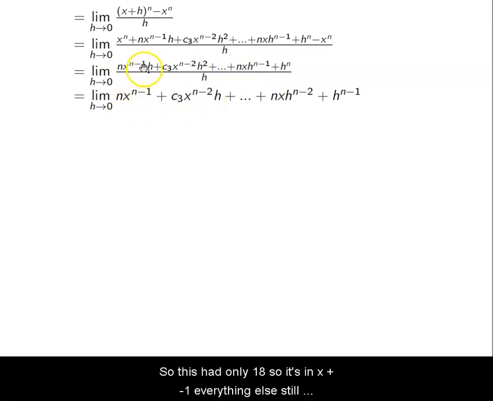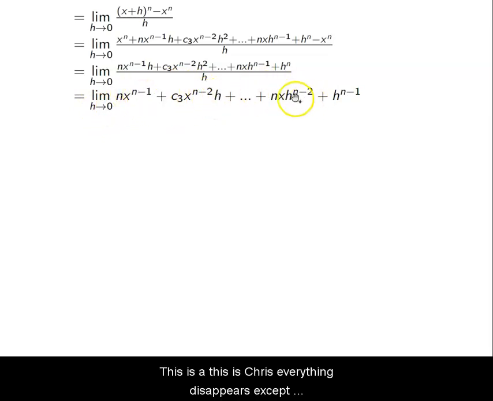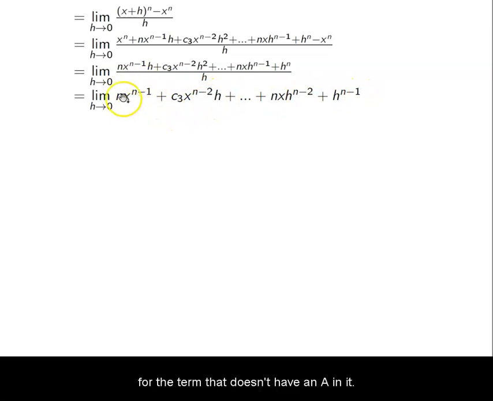So this had only one h, so it's n x to the n minus 1. Everything else still has an h because the powers of h were more than 1, so when it canceled out with h, there's still at least 1 left. Now, this is a polynomial, right? It's x to the n minus 1, x to the n minus 2. So like, let's say this was x to the 5, x to the 4, x cubed, x. It's still a polynomial. So as h goes to 0, everything disappears except for the term that doesn't have an h in it.